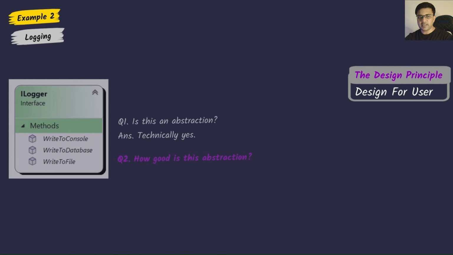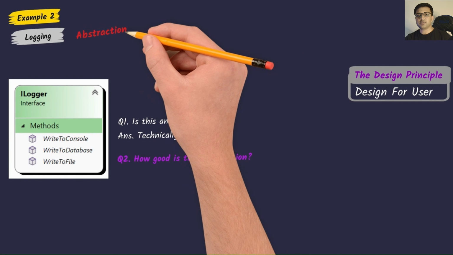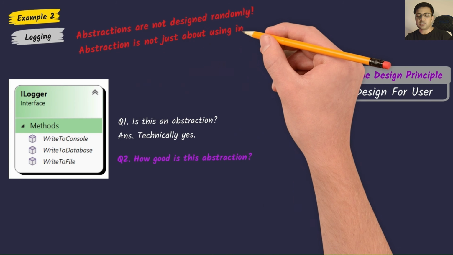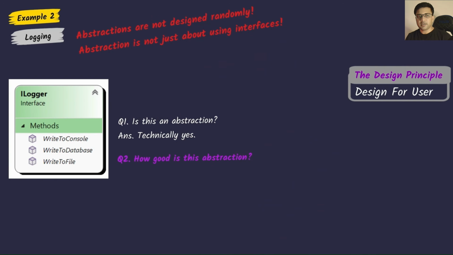Let's review this design that we saw in the beginning. Is this a good abstraction design? Before I answer this, it's important to understand that abstractions are not designed randomly. We don't just come up with anything and call it an abstraction. Abstraction is not just about using interfaces. Many developers, when they start using interfaces, they think that they are using abstraction. They often just mirror all the methods from a class into an interface without any thoughtful design.